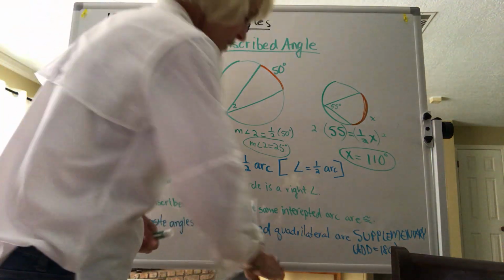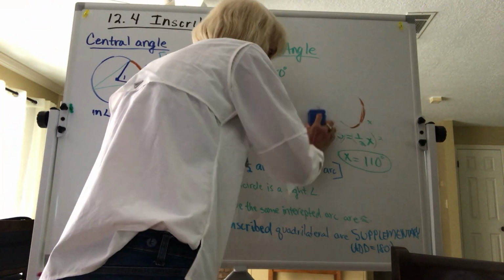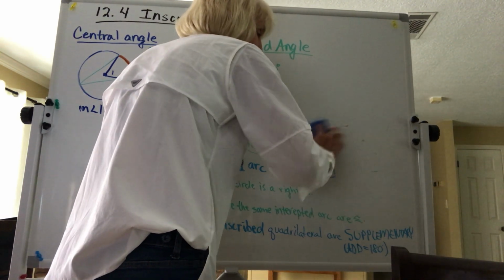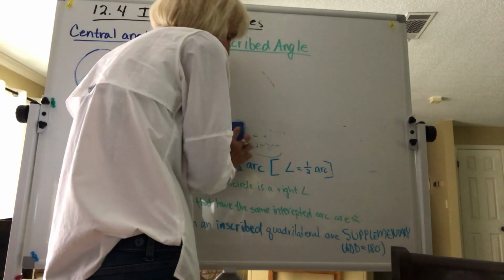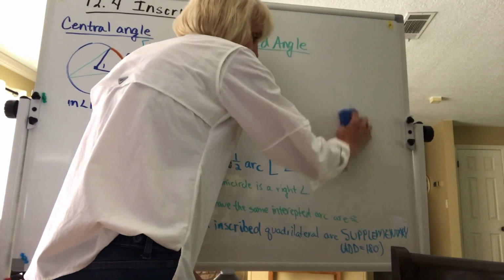So what happens then if I have a special circle on that? If I had a special circle called a semicircle. So what happens if I have a semicircle and then I have an inscribed angle in a semicircle?